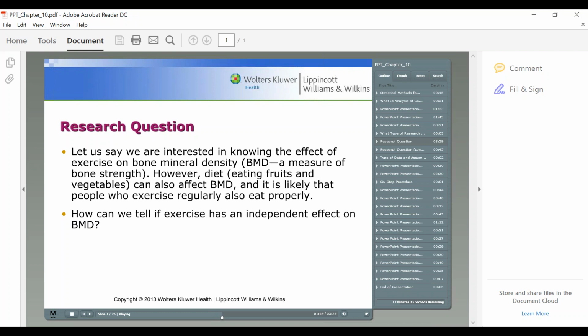There are non-experimental scenarios where you can look at observational data as well, and we can talk about those examples.